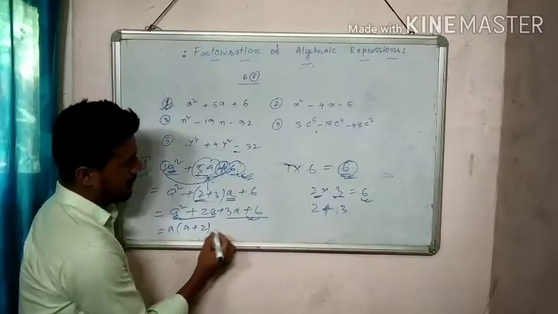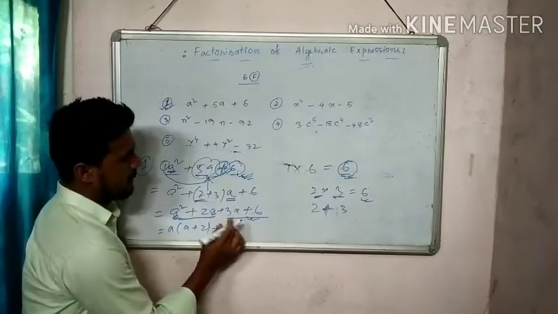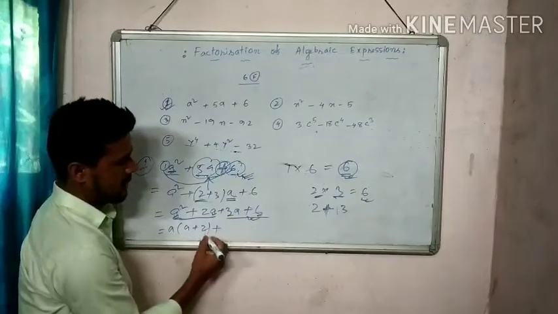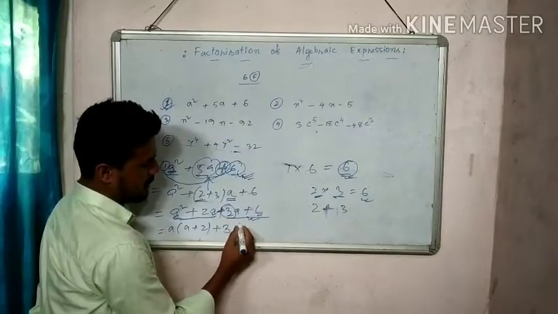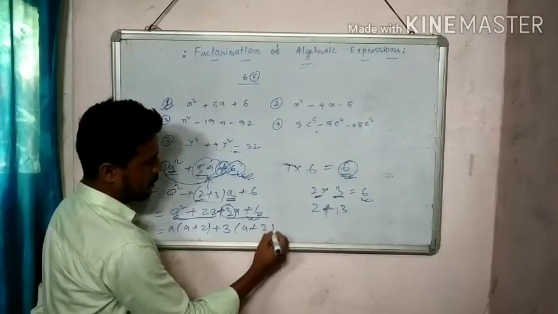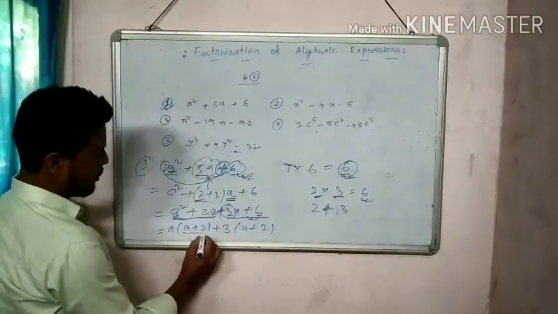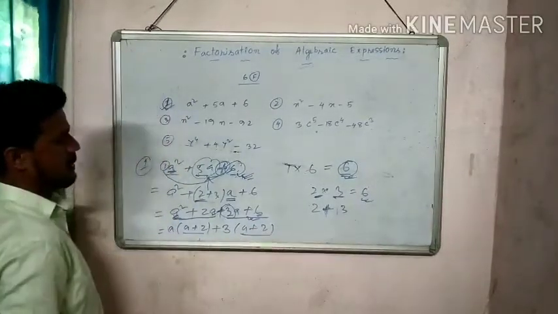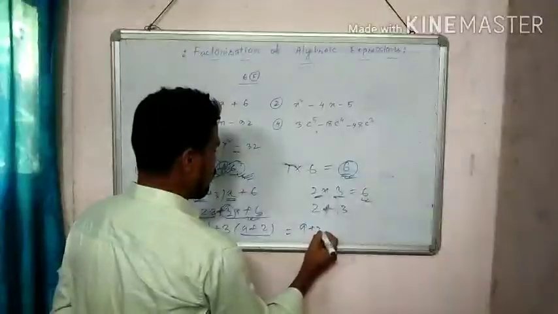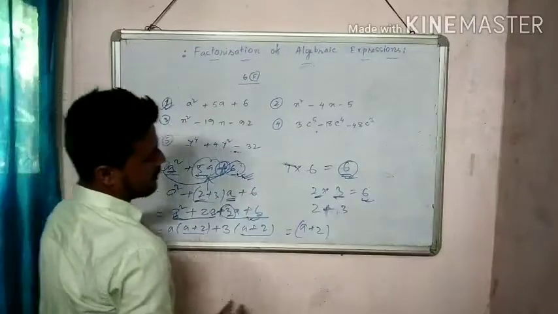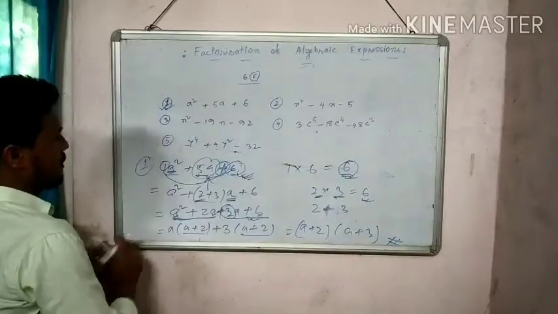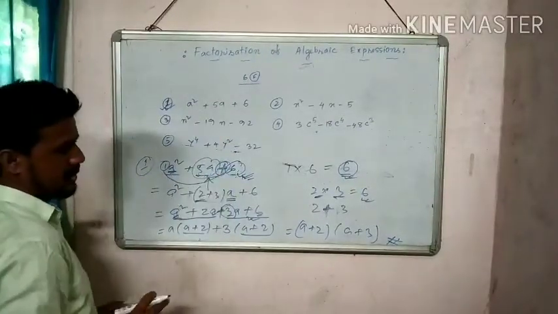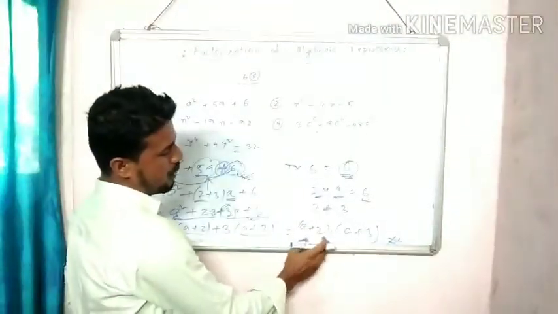Now the second two terms, the second part: thrice a, here 6. You can take common only 3. So 3 into a plus, dividing by 3, 2. So you can see a plus 2 and a plus 2. So write one time a plus 2 and a plus 3. This is the factor of the algebraic expression a square plus 5a plus 6. So the factors of this algebraic expression are a plus 2 whole into a plus 3.